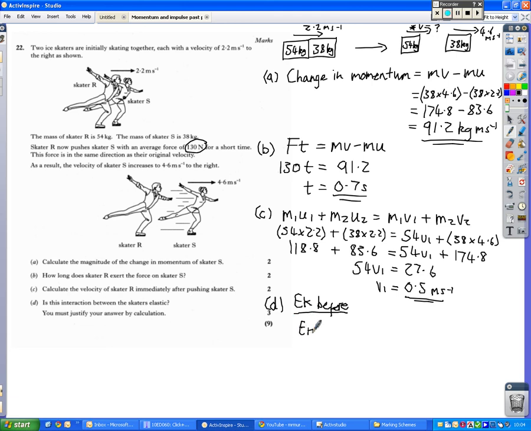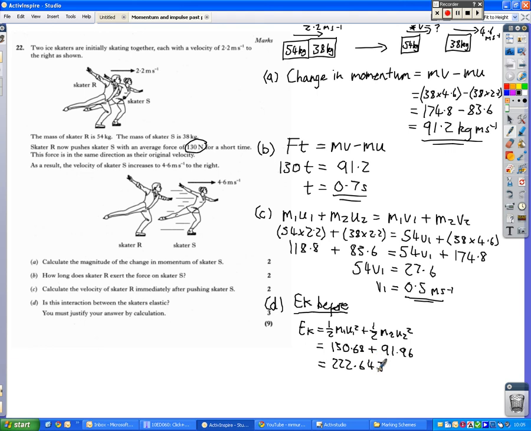So EK before would be equal to a half m1u1 squared plus a half m2u2 squared. So all you're doing is calculating the kinetic energy of each individual object there and then adding them together. So taking the kinetic energy before and then the kinetic energy after. I won't bother filling in the numbers there, but you'll end up with 130.68 plus 91.96. You'll get 222.64.